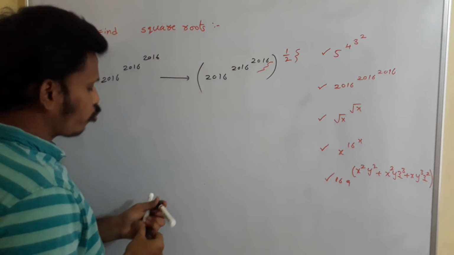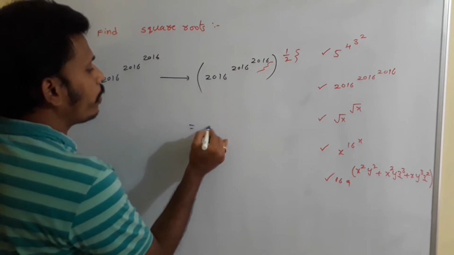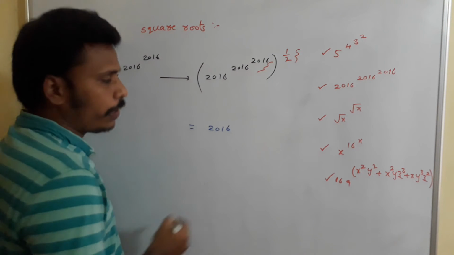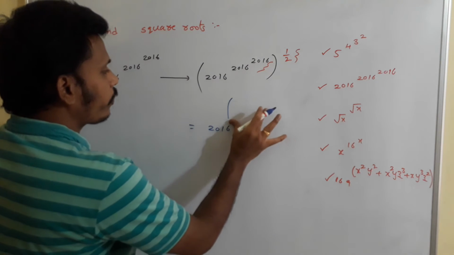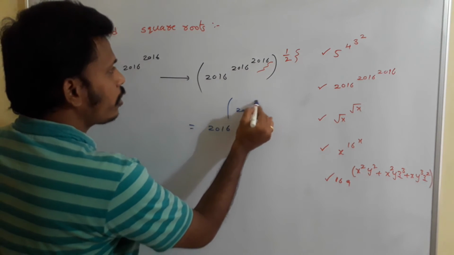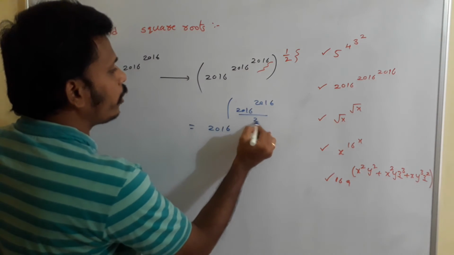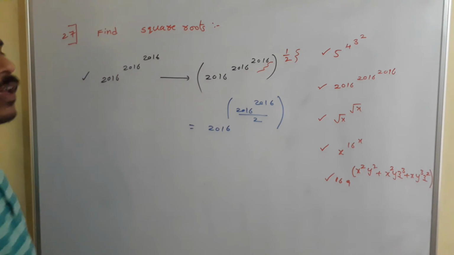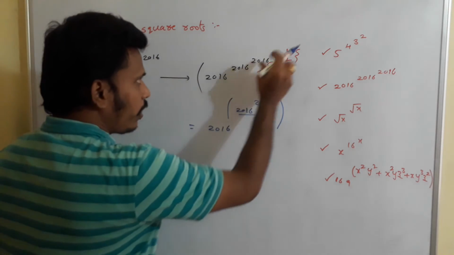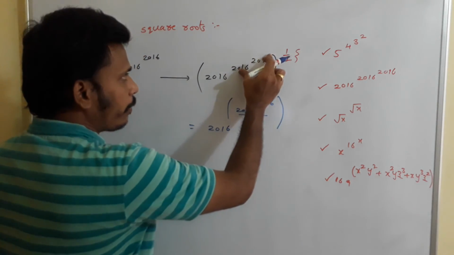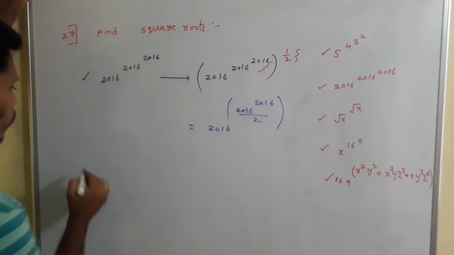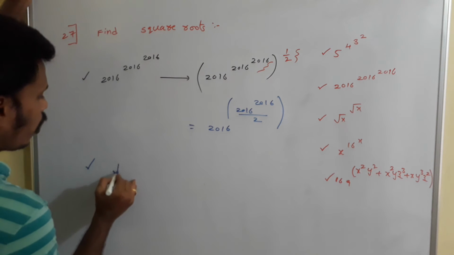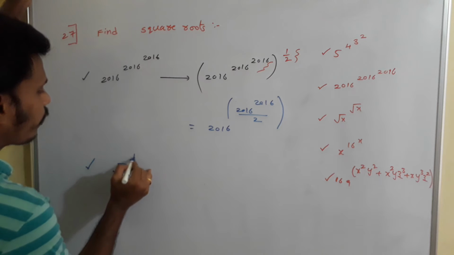If you multiply these two parts, your answer for the problem is 2016 to the power 2016 power 2016 by 2. That's enough. No need of the other simplification. This number into 1 by 2 means by 2 only, right? Then ends the problem, okay? Then think about the next one. Root x to the power root x.